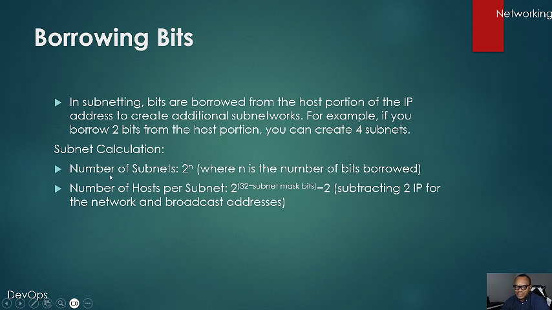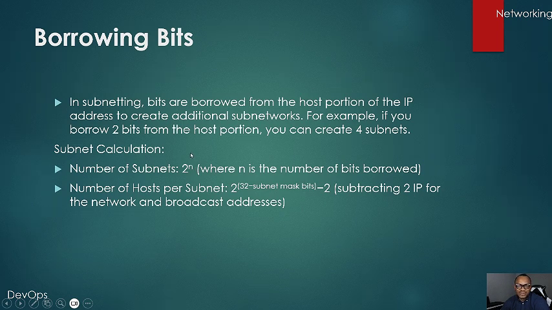Let's look at subnet calculation. Now, if you borrow n number of bits from a particular network, the number of subnets that you can create will be 2 raised to power n. So if you borrow 2 bits from the host portion to add to the network portion, the number of subnets you can create will be 2 raised to power 2, which will give you 4. That means you can create 4 subnets.